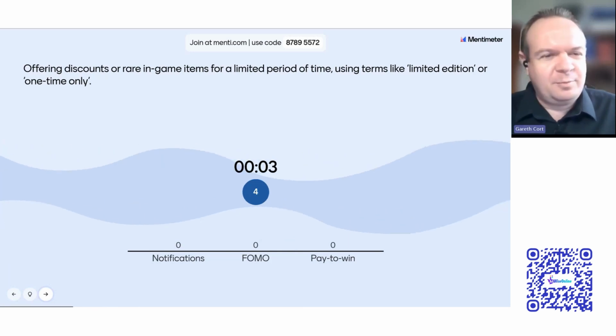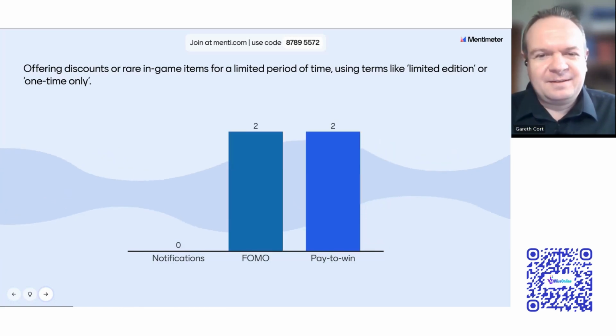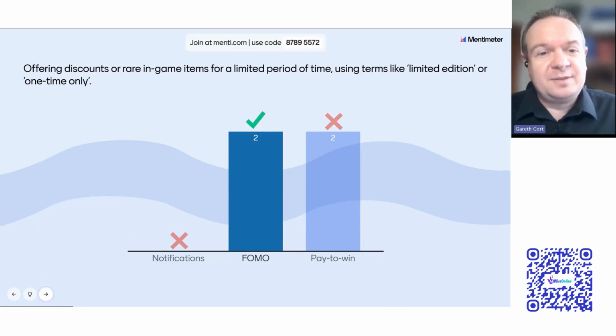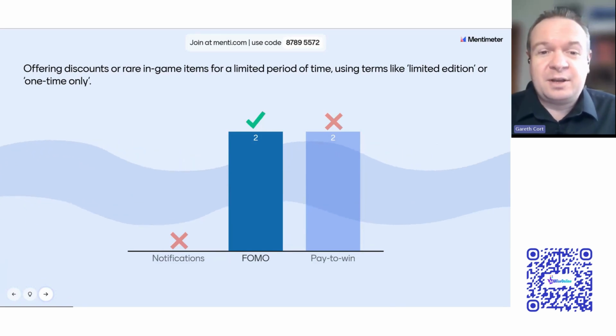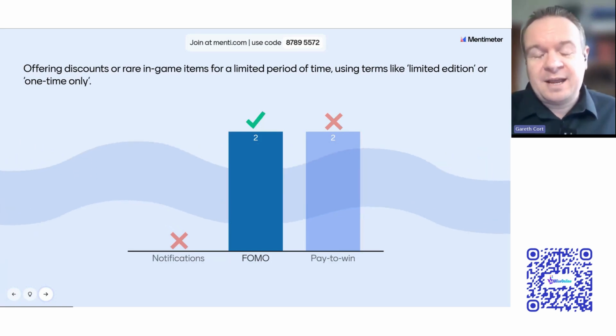Speedy people today, because you all put your answers in well before the time, so well done. And well done to 2 of you, so you got it right. So it is indeed fear of missing out. Sometimes these features may be pay to win as well. So that means actually paying for additional things that make you better than other players in the game.